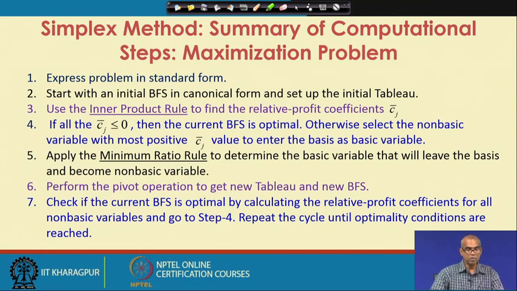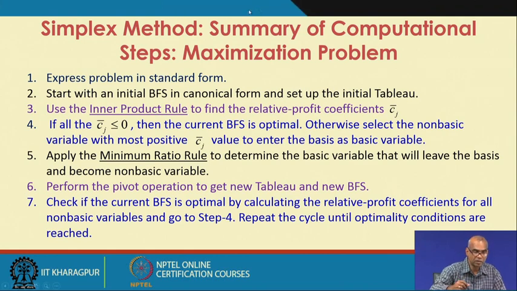Otherwise, select the non-basic variable with most positive relative profit coefficient, and that will enter the basis as basic variable. Next, we apply the minimum ratio rule to determine the basic variable that will leave the basis and become non-basic variable. Now, perform the pivot operations to get new tableau and new basic feasible solution. We check if the current basic feasible solution is optimal by calculating the relative profit coefficients for all non-basic variables, and this cycle is repeated until optimality conditions are reached.